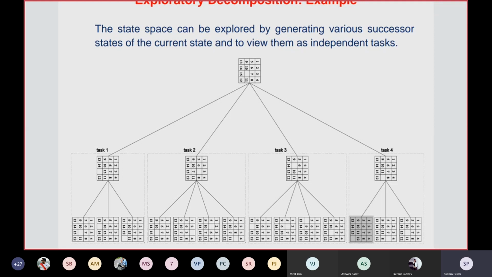In case of task 2 and task 3, 4 moves are possible, that is up, down, left, right, if you see. That's why substates are 4 there.